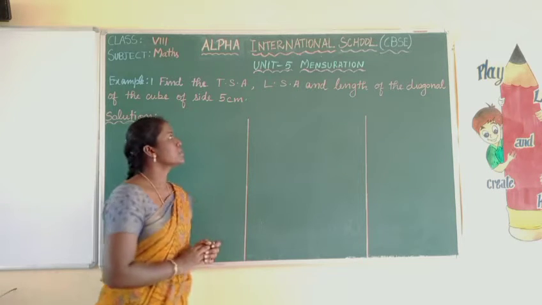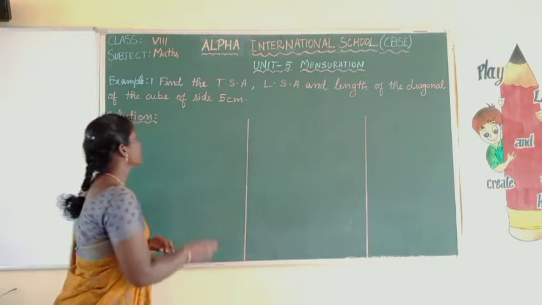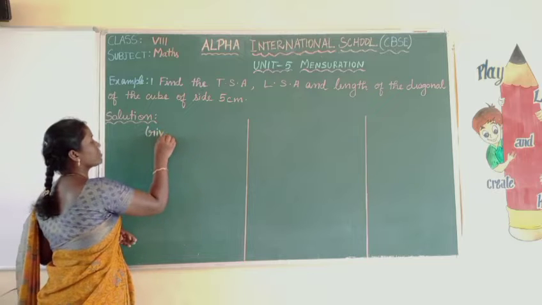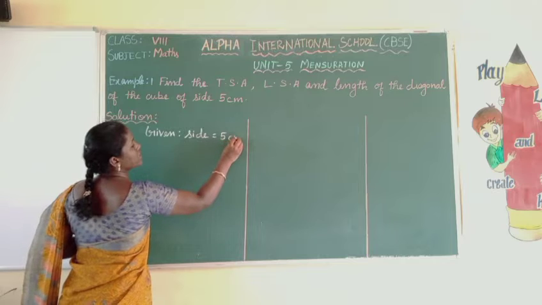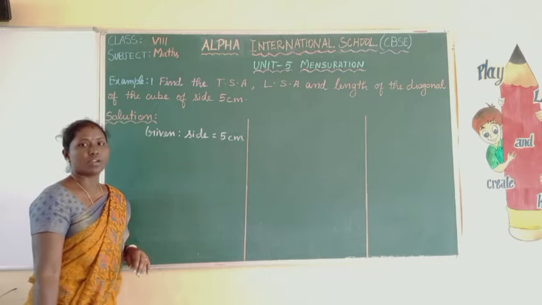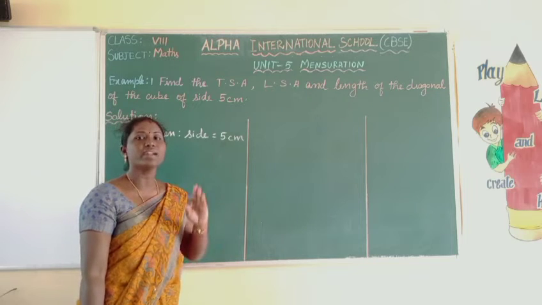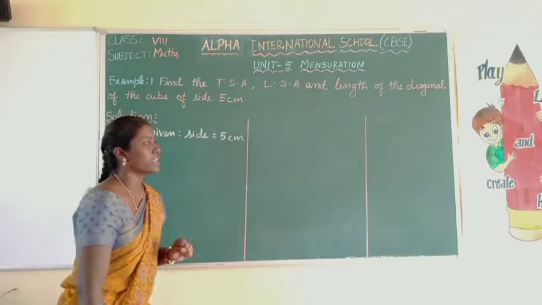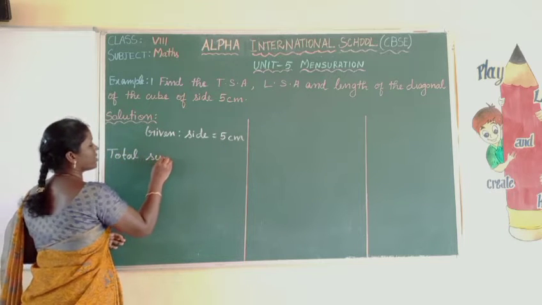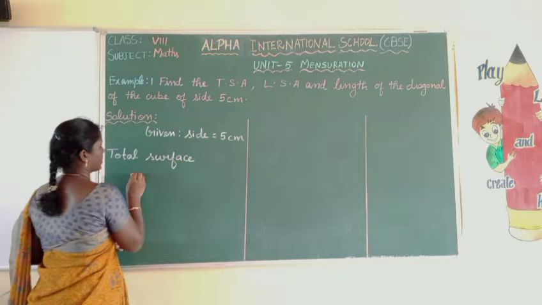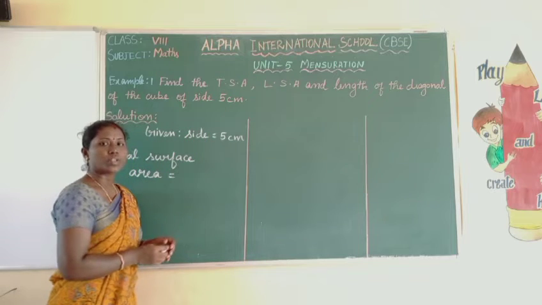Okay. Now first, given. What is given in this question? Only the side of the cube. Side is equal to 5 centimeter. The side is given as 5 centimeter. What are the things we have to find? Total surface area, lateral surface area and length of the diagonal. First we will find the total surface area. Otherwise, in short form, we can say it as TSA. That is the total surface area.